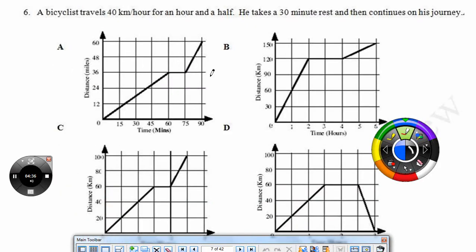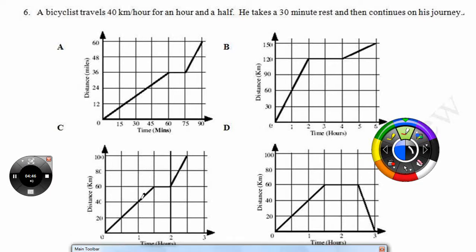Number 6, okay, this one looks like 40 kilometers is going to be this one right here. You can see that in 1 hour the bicyclist was able to cover 40 kilometers. And then since they were only going for another 30 minutes, they were able to only cover 20 more kilometers. And then it says he took a 30-minute rest, so that would show a flat line right here for 30 minutes.